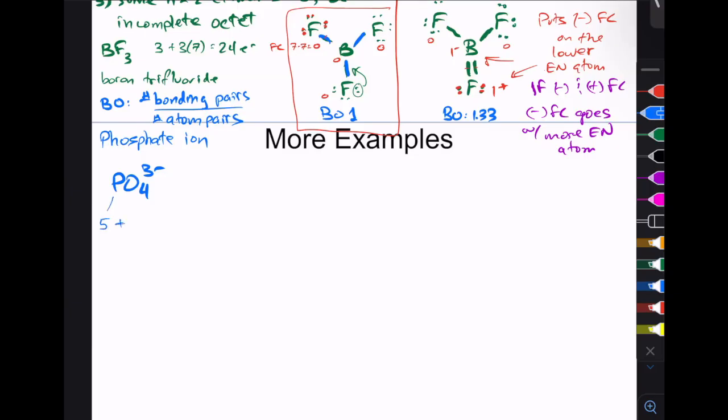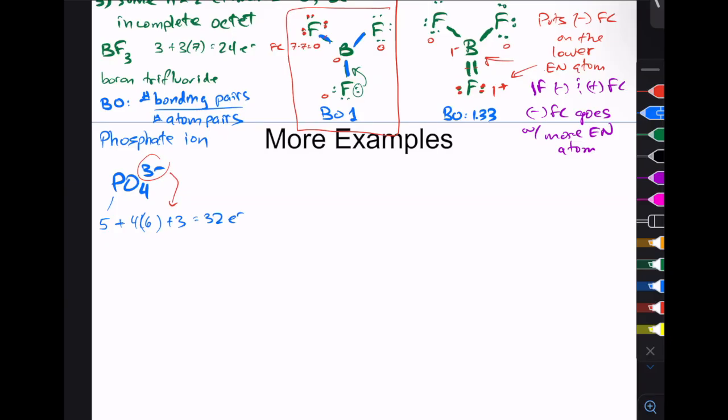How many does the oxygens bring in? 6 for each one, and there's 4 of them. So we've got 4 times 6 is 24. And what else do we need to account for? We need to add 3 more, because overall, this polyatomic ion has a net 3- charge. So there's 3 more electrons than we would have expected to be there just based on the protons in phosphorus and the 4 oxygens. So we need to add those 3 more electrons. So that gives us 24 and 8 is 32 valence electrons that we need to place.